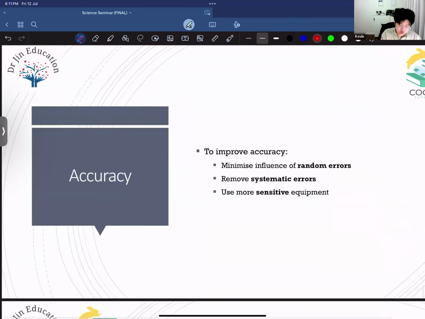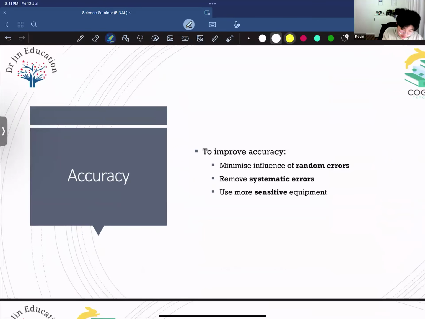Now, to improve accuracy, to summarize, you minimize the influence of random errors. Try to minimize it. You can't help it sometimes because it is after all random. You remove the systematic error. So if it's the instrument that's not calibrated, just calibrate the instrument. And try to use more sensitive equipment. Try to use a ruler that has millimeters instead of just centimeters.